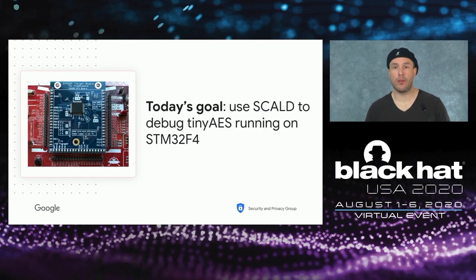To make it very concrete today, I'm going to show you how we can use SCALD to find where a tiny AES implementation running on an STM32 F4 is leaking. This is obviously an unprotected implementation, tiny AES, which is running on a well-known ARM CPU. And this combination of tiny AES and STM32 is what we call a target, because as I said, the side channel attack is due to the interplay between the implementation and the hardware.